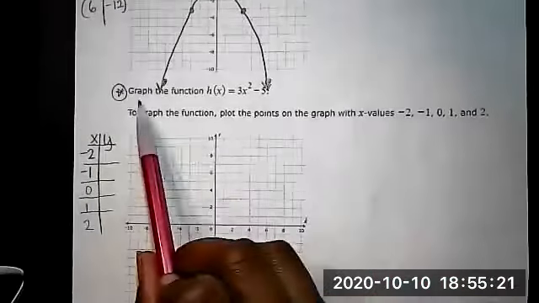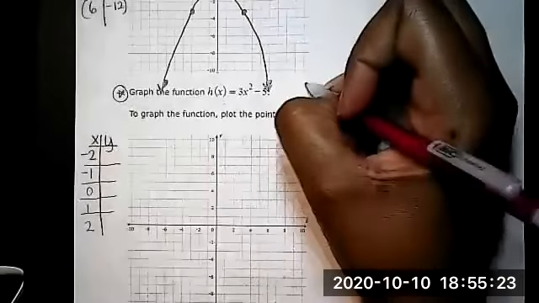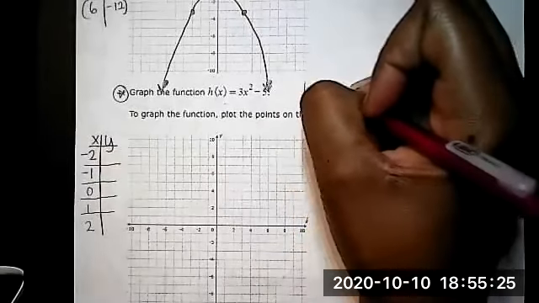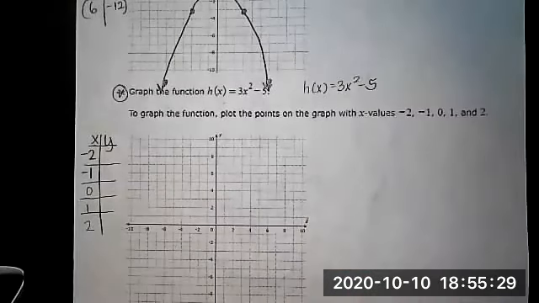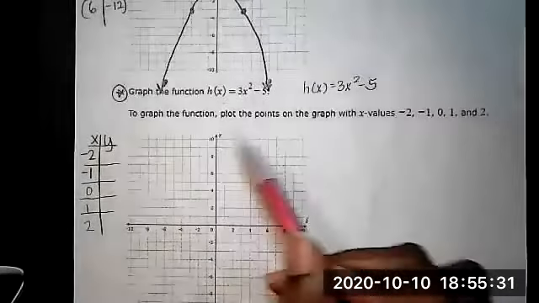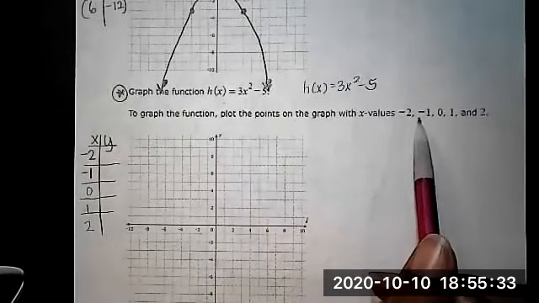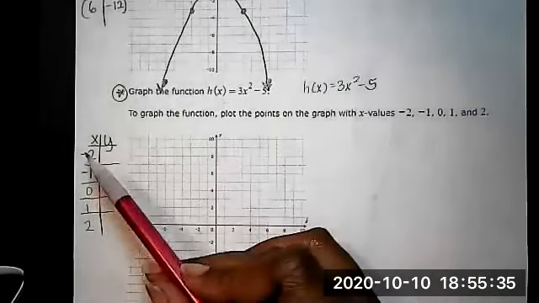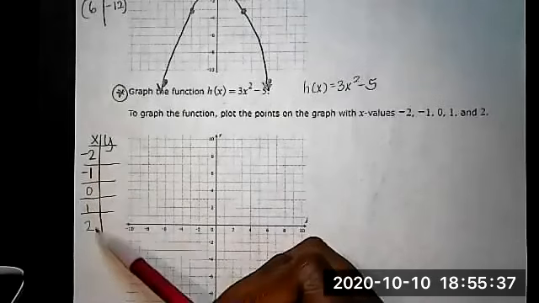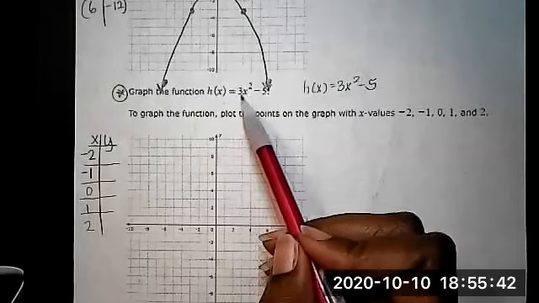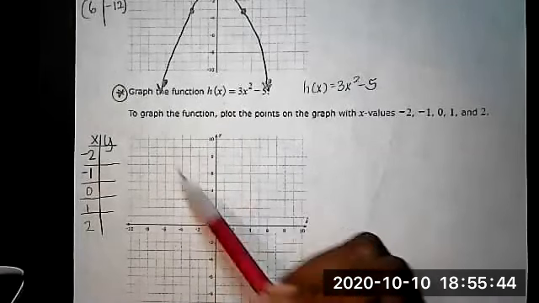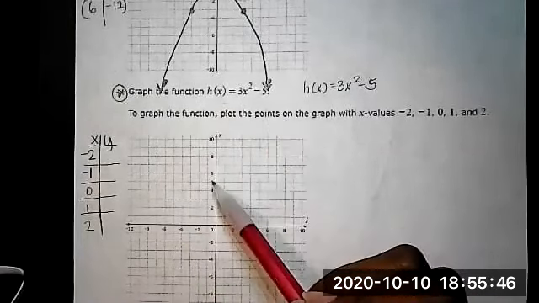All right, so this particular one says graph the function. I want to say this says h of x equals 3x squared minus 5. I kind of messed it up there, okay? And it says graph the function, plot the points using -2, -1, 0, 1, and 2, and I actually put it here, okay? So you're going to plot that point using this, and of course, we know that this should be an upward-facing parabola, and it should be basically moving down.